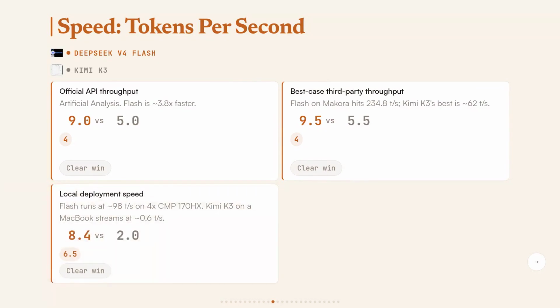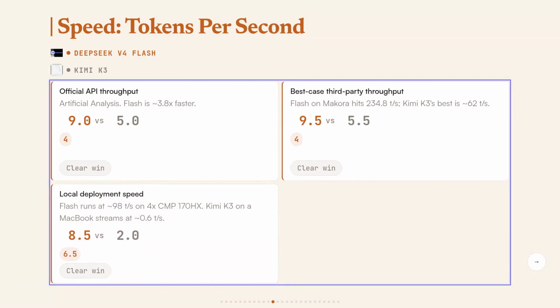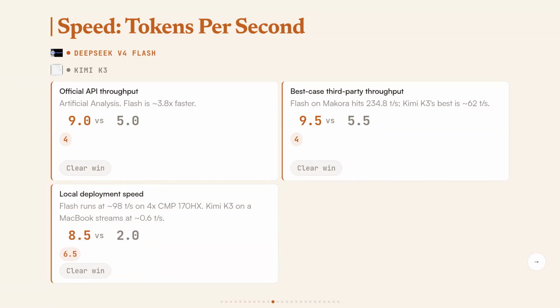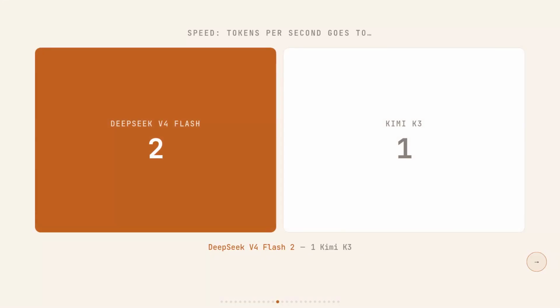Kimi K3 on a MacBook streams at around 0.6 tokens per second, which is basically a slideshow. DeepSeek V4 Flash takes speed nearly 4 times faster on the official API, and if you need an answer in 60 seconds on a tight agentic loop, it's Flash, no contest. That puts DeepSeek V4 Flash 2, Kimi K3 1.